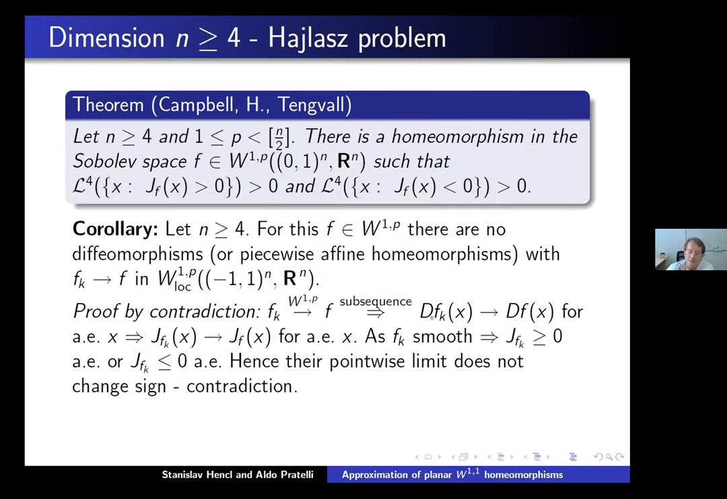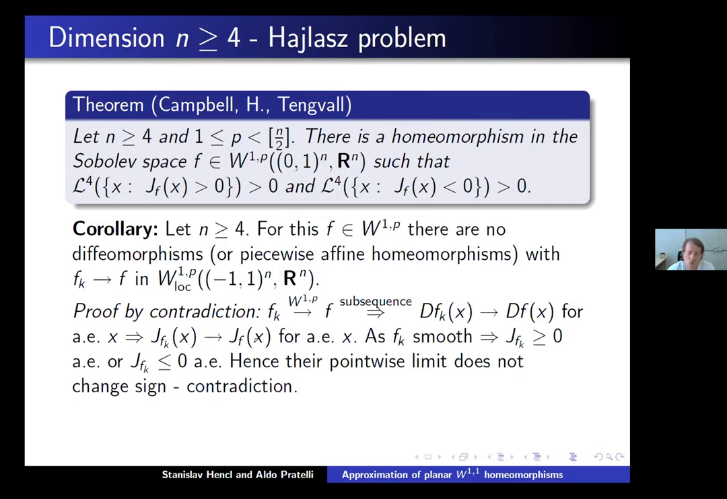Okay, so you know that the derivative of F_k is converging to the derivative of F in L^p. So up to a subsequence, you can assume that the derivative is converging for almost every point. That's something we teach to our students in a measure and integration course. So if the derivative is converging, then definitely the Jacobian is converging to the Jacobian almost everywhere. This is just a polynomial of the derivative. So we know that the Jacobian is converging to the Jacobian almost everywhere, but our F_k are smooth, so the Jacobian of F_k doesn't change sign. It's either non-negative almost everywhere or non-positive almost everywhere. So without loss of generality, we can assume that the Jacobian of all F_k is non-negative almost everywhere.